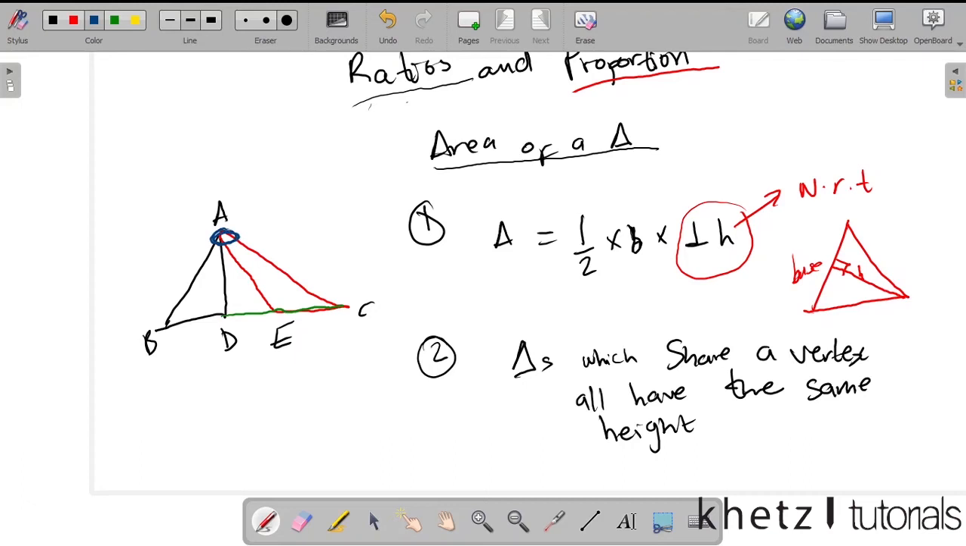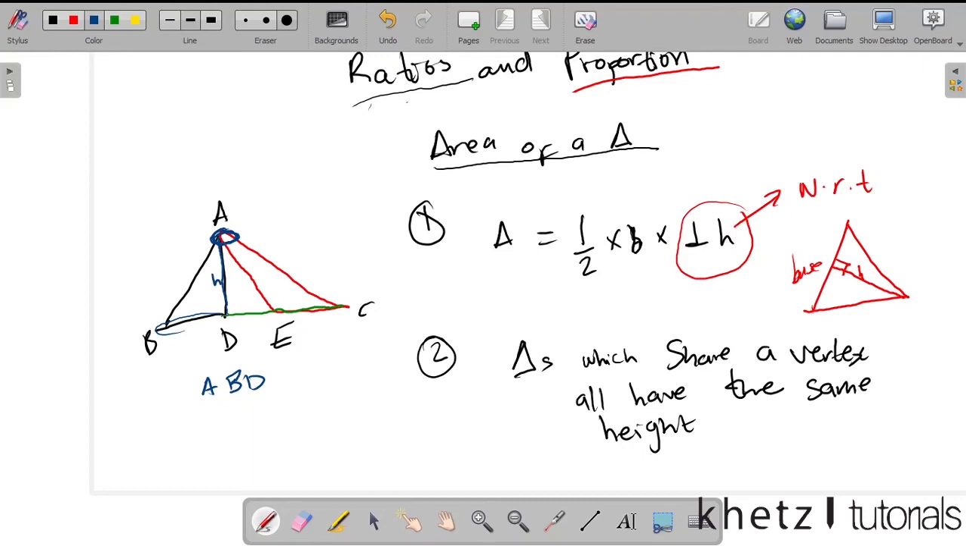Now, from the previous point, we said that the perpendicular height originates from the base, or from the same line or the same level as a base. So let's look at triangle ABD, which is this triangle over here. You'll notice that if we choose the base to be BD, we are actually going to take this perpendicular height to be our height.